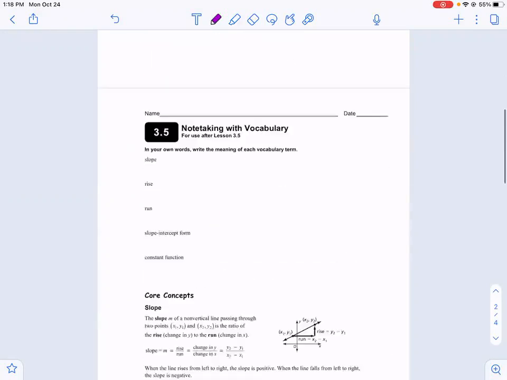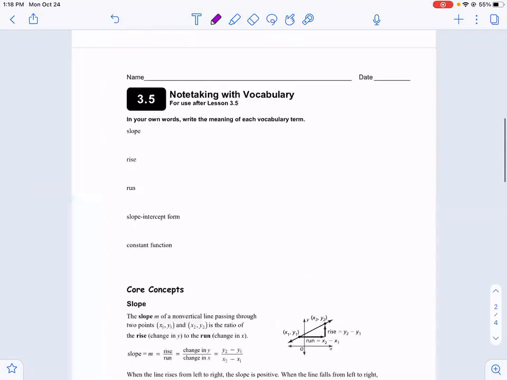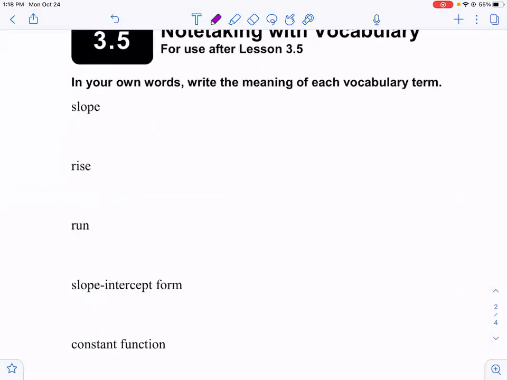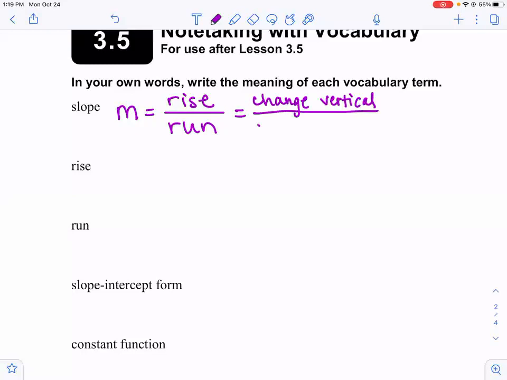Oh my gosh, I think we have a rule. Turn in your student journal to page 81. Okay, here we go. Slope. Slope we're going to name with the letter M. I'm going to call it rise over run, which is really just the change in our vertical over the change in our horizontal.